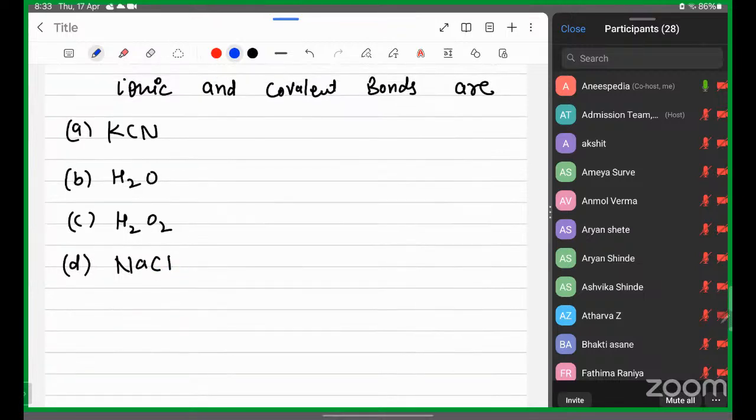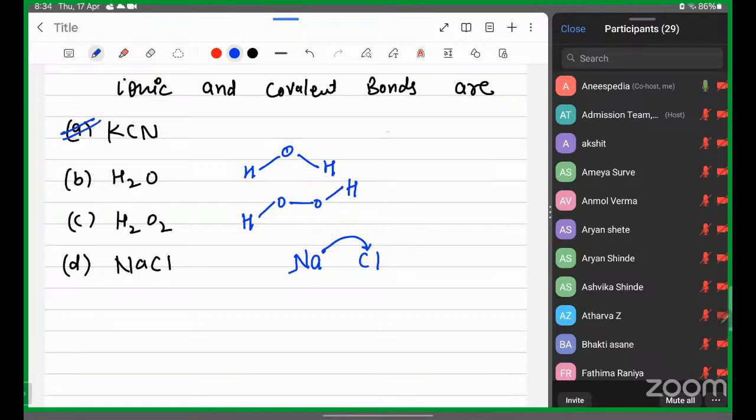Okay. In NaCl, we have ionic bond only. In H2O2, we have covalent bond only. In H2O, again covalent bond only. So the correct answer will be KCN.